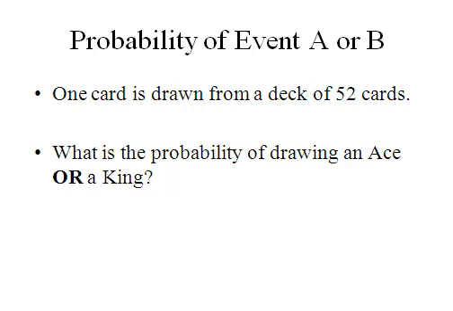All right, sometimes we need to do more complex probabilities. For example, what if we want to know the probability of getting an event A or event B? For example, one card is drawn from a deck of 52 cards. What is the probability of drawing an ace or a king?